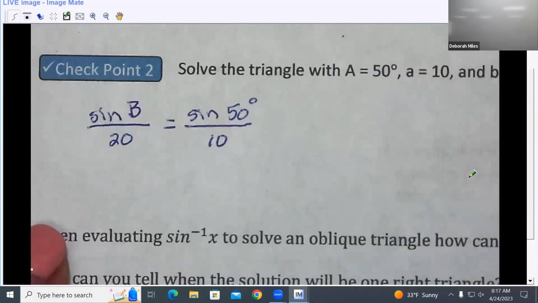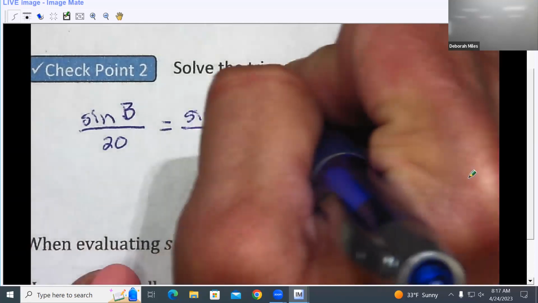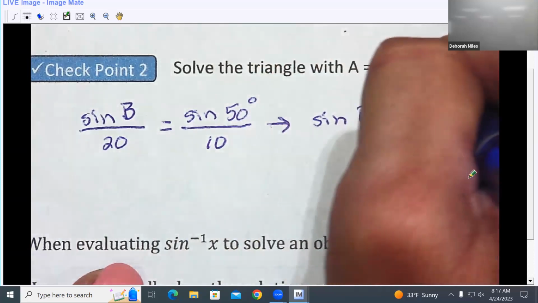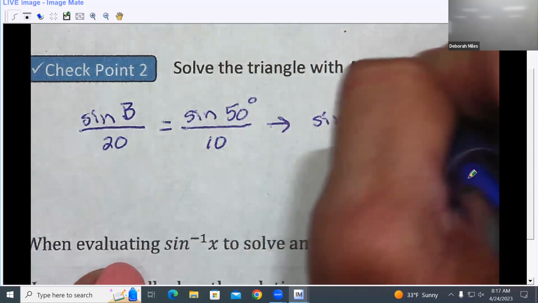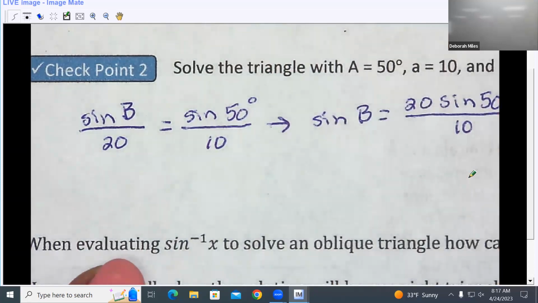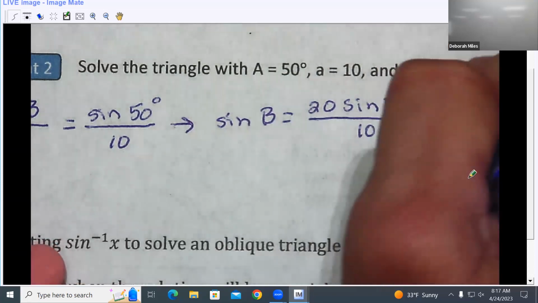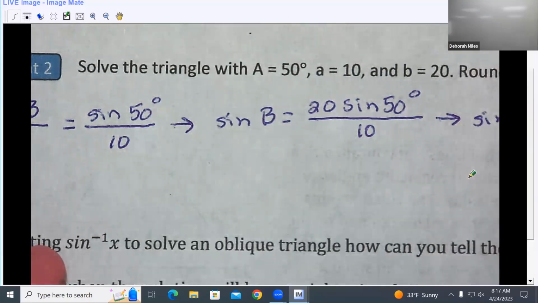And all I have to do to solve for sine B is multiply both sides by 20. She could reduce that to sine B equals 2 times the sine of 50 degrees.